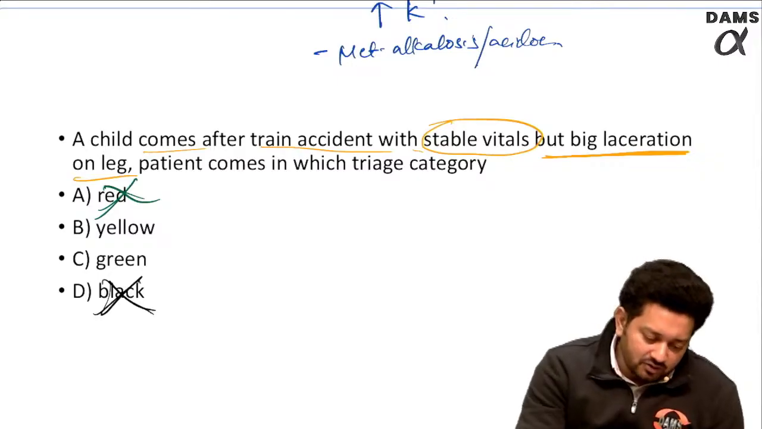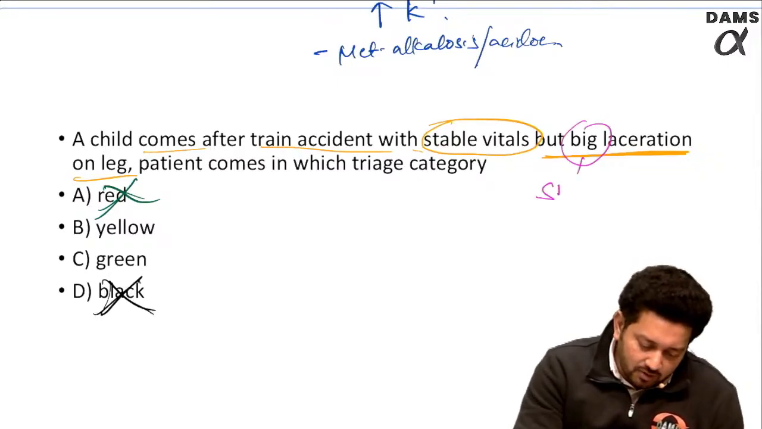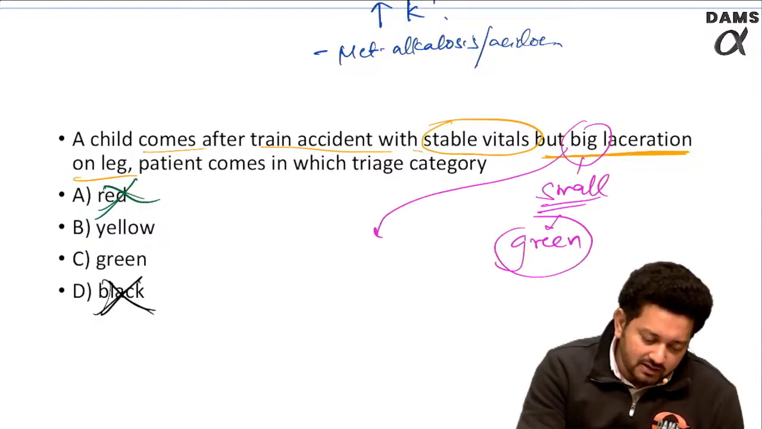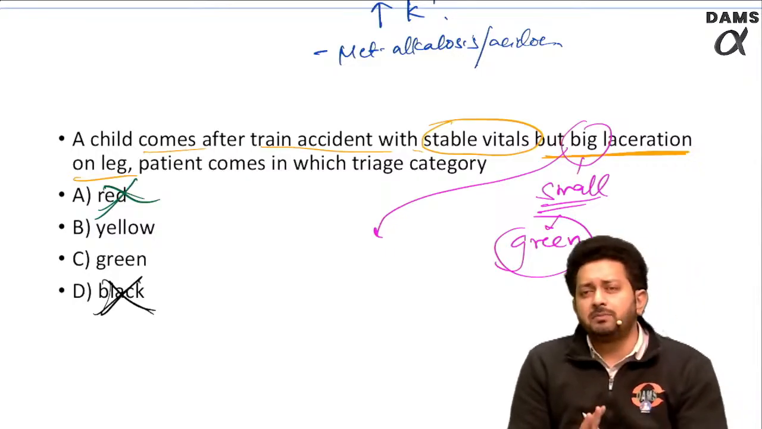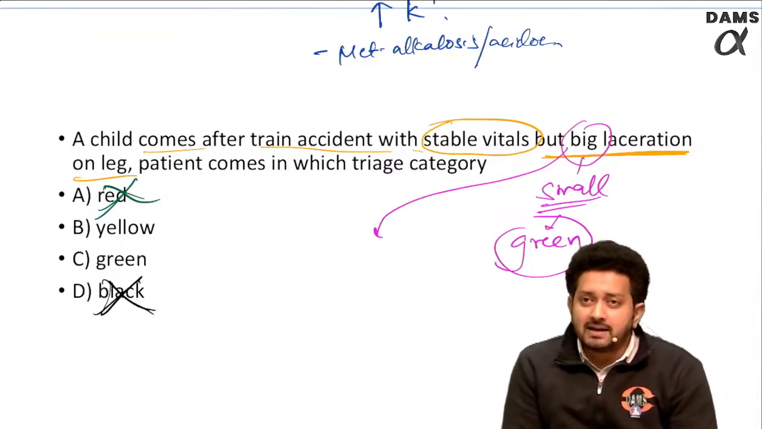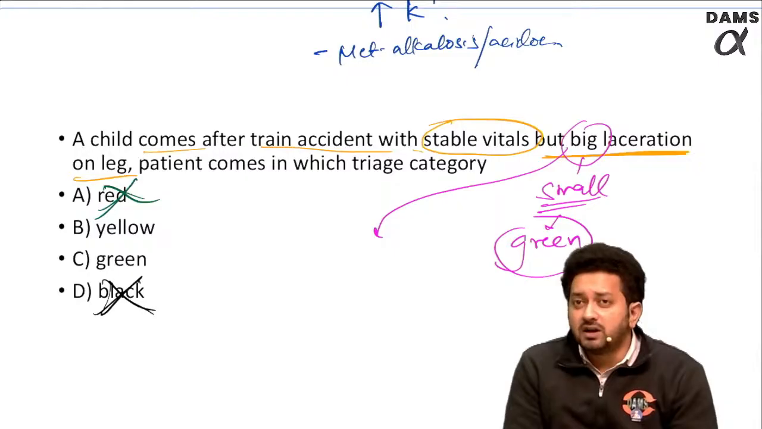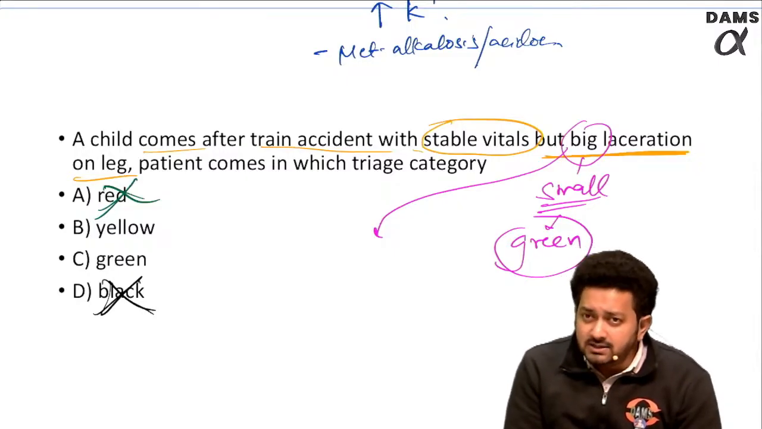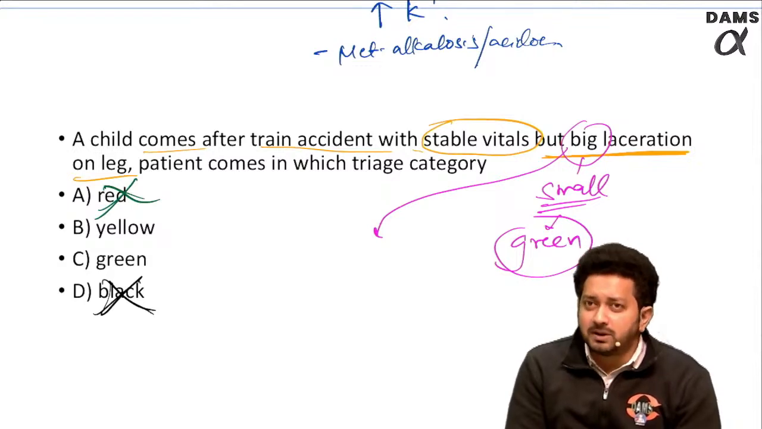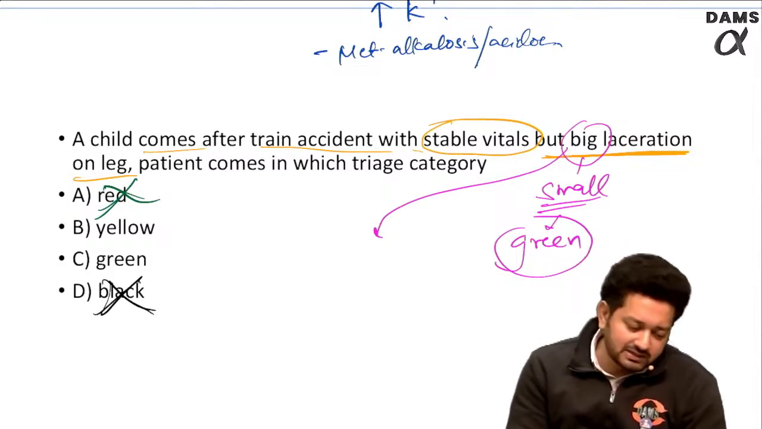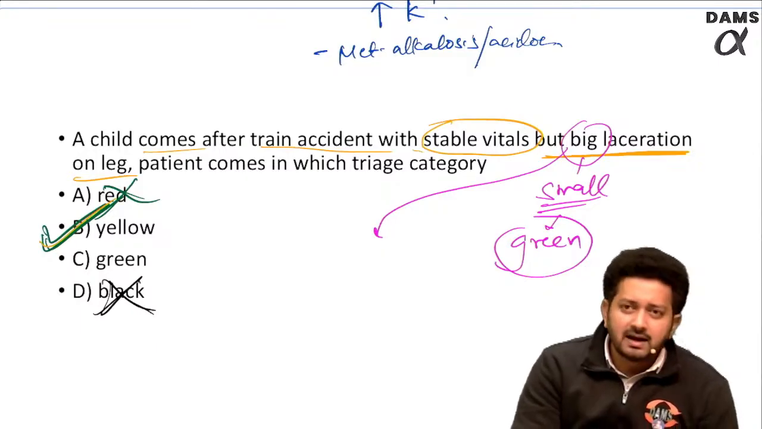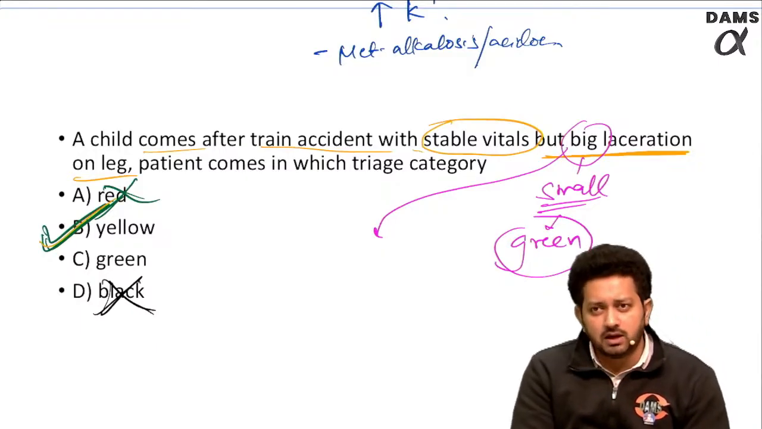Now suppose the question was saying there is a small laceration, then it would have been green. But because it is saying big, in the big laceration, although there is no immediate threat to the life, there are high chances of nerve injury, there are high chances of tendon injury. So this patient definitely needs hospitalization for further evaluation. That's why the category will be yellow. So those who have marked yellow, that is correct if this was the question.